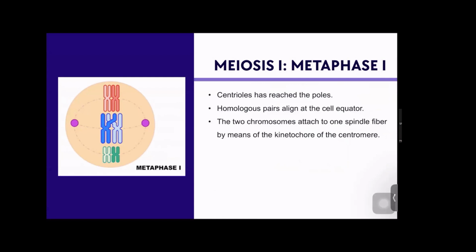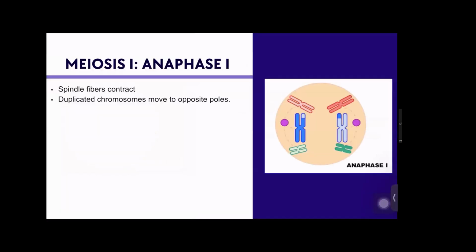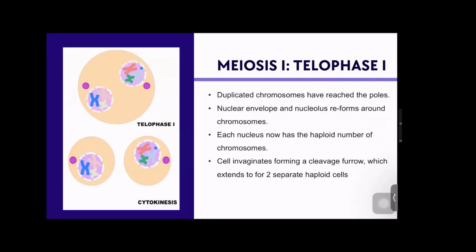In meiosis 1, anaphase 1, spindle fibers separate the homologous chromosomes in each tetrad and pull them to opposite poles of the cell. In meiosis 1, telophase 1, the duplicated chromosomes will now have reached the poles of our cells, and the nuclear envelope and nucleolus would reform around the chromosomes. So each nucleus now has the haploid number of chromosomes.